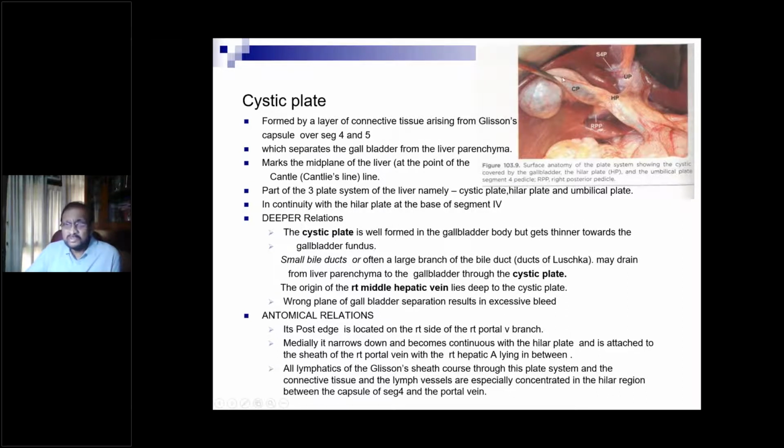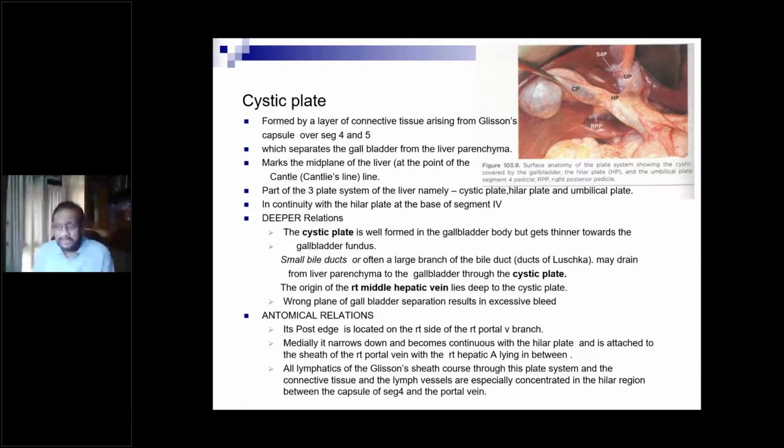Number two, just on the cystic plate, you have a major tributary of the right hepatic vein. So if you go deep inside, what's going to happen? You're going to damage the right hepatic vein, with torrential, troublesome bleeding. There are also communications, both venous from the gallbladder into the liver, and a number of biliary canals.